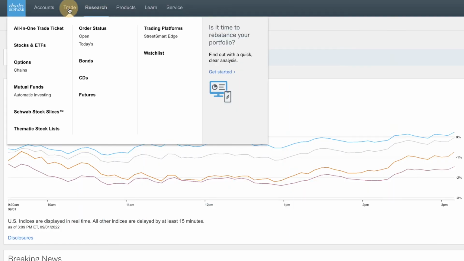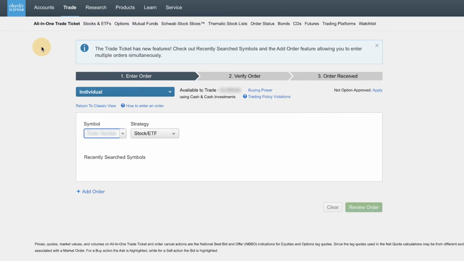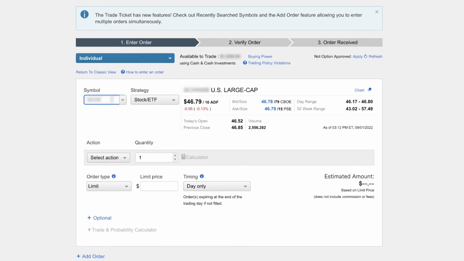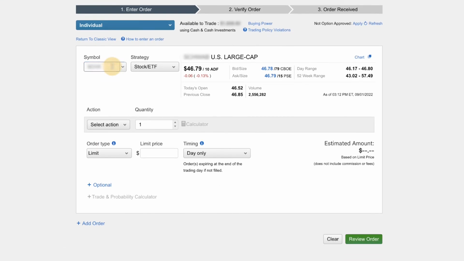However, if I were investing the same amount of money in a large-cap domestic stock index ETF, the process would be a little different. ETFs trade like stocks. This means that instead of entering the dollar amount I want to invest, I'll have to determine how many shares to buy. To buy an ETF, I'll point to Trade and select Stocks and ETFs. Next, I'll type in the symbol of the ETF I want to purchase. In this case, I'll use an ETF that tracks an index of US large-cap stocks.